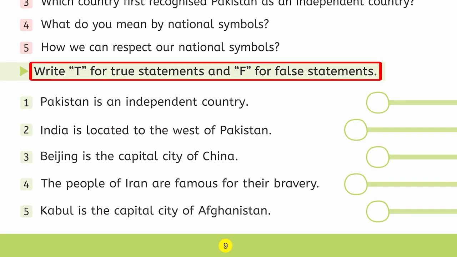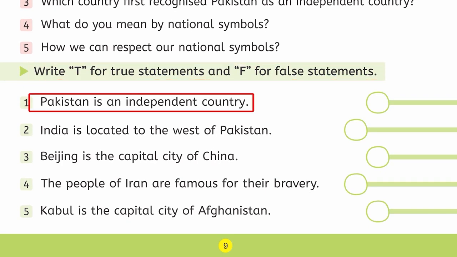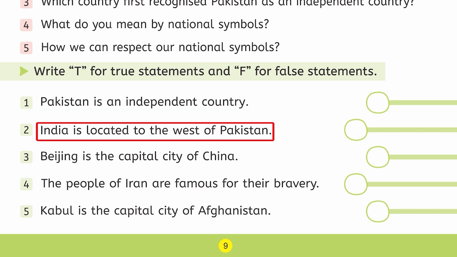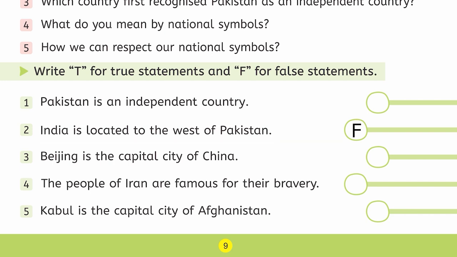Write T for true statements and F for false statements. So the first one is Pakistan is an independent country. Yes, Pakistan is an independent country. So you are supposed to write T over here. India is located to the west of Pakistan. It's false. India is located to the east of Pakistan basically.